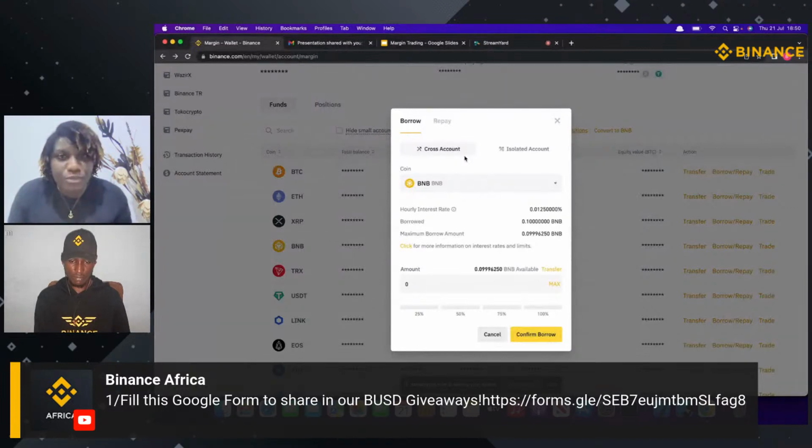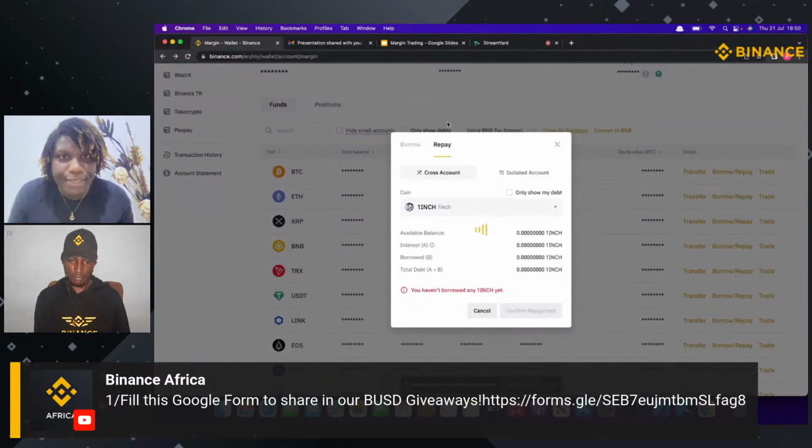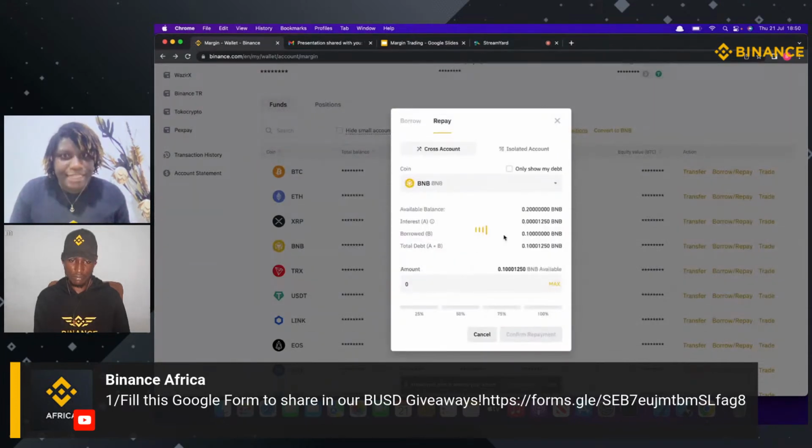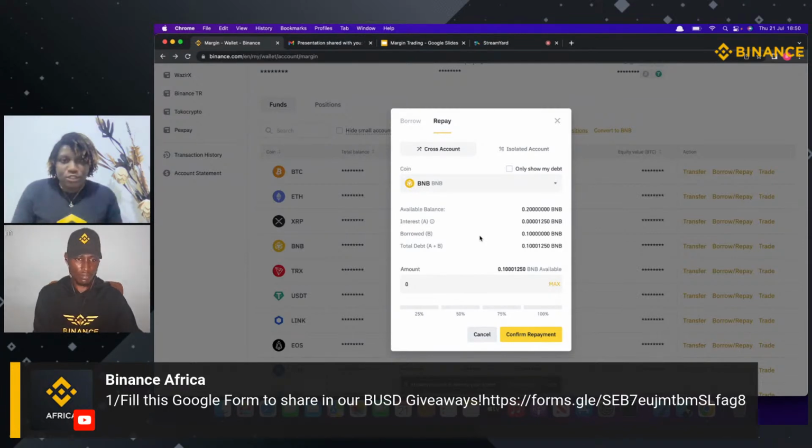So this is confirm borrow, this is borrow. You move to repay here, and then you can repay. You choose the assets, right? So it's BNB we are dealing with. Choose BNB, and then I can go on and fill in whatever amount I want to repay, so that you ensure that you're not liquidated, and you don't have any margin call, in accordance with whatever you chose to do with your funds. So that is basically what margin trading is about.